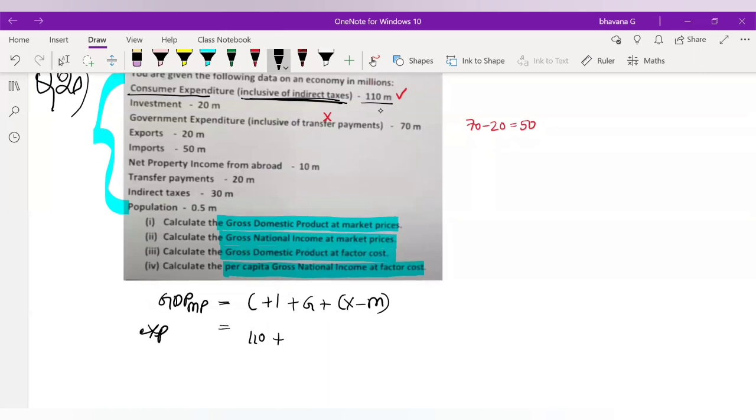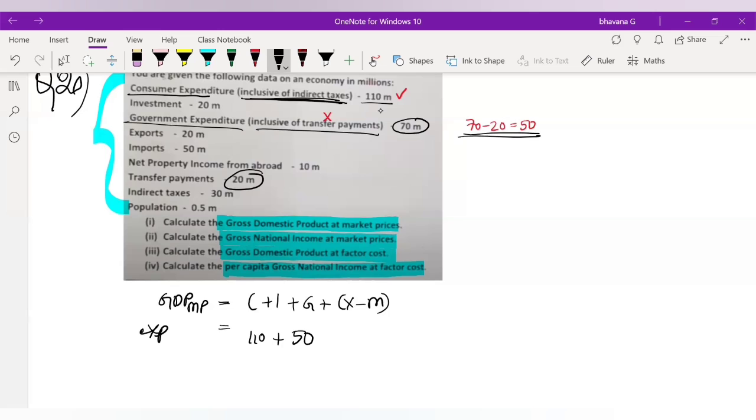Next, you will add your government spending. Here government expenditure is inclusive of transfer payments. Always remember, in government spending you should never include the transfer payments. So from this 70 million, you will reduce the transfer payments of 20 million, which is 50 million. So your government spending will be 50.